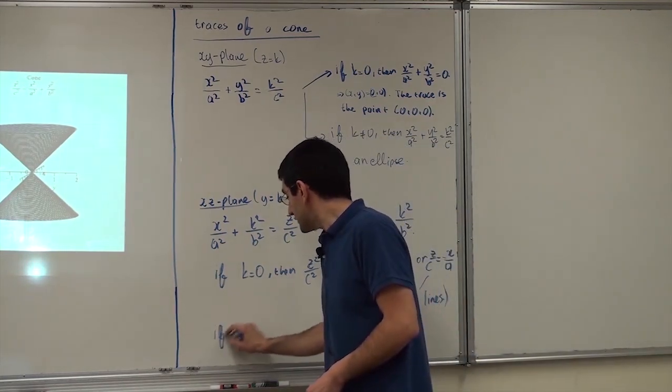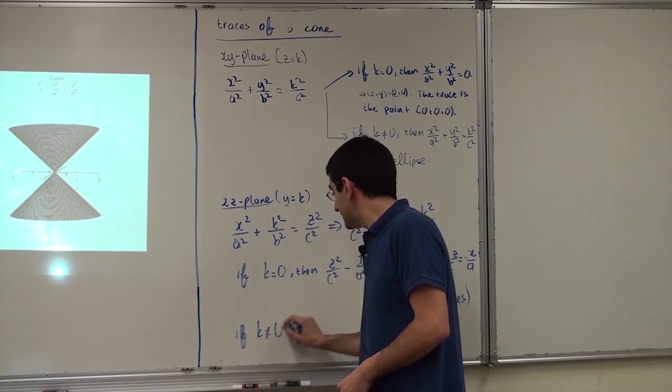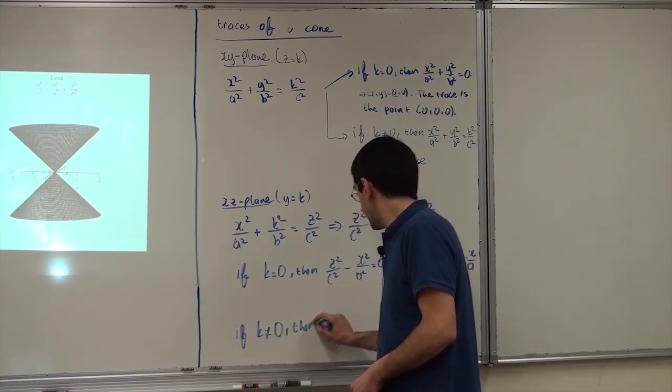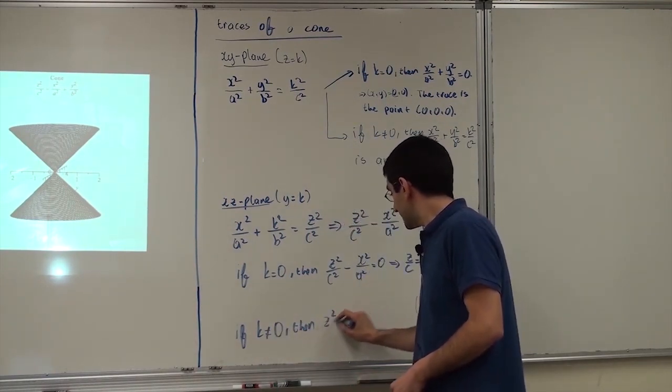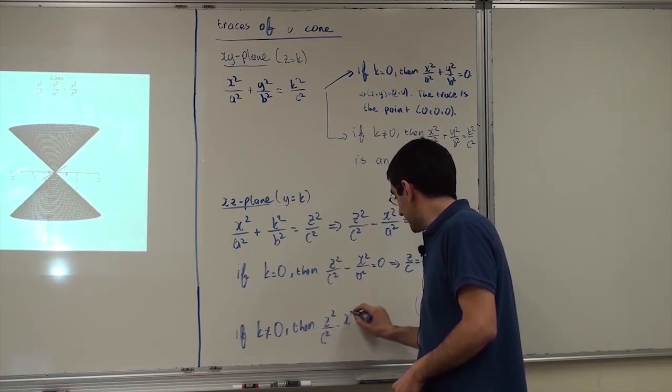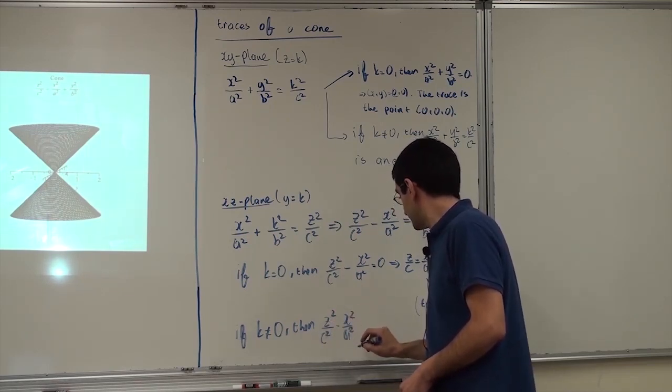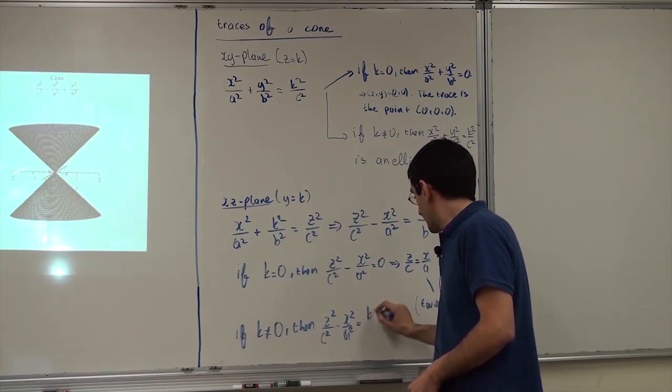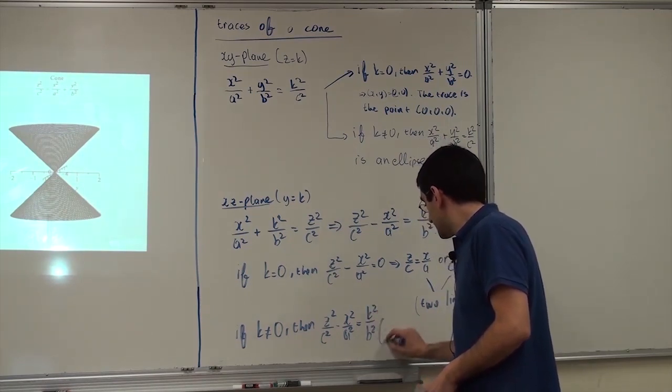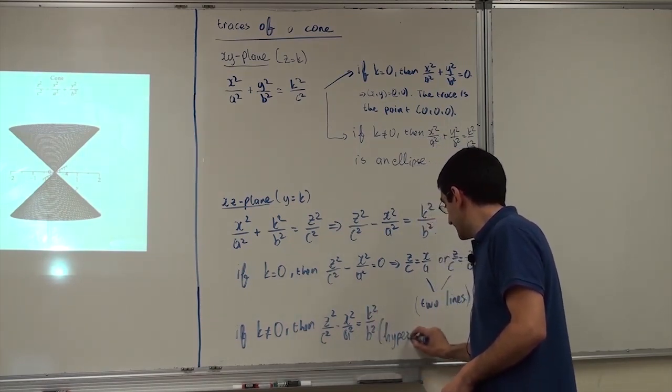And in case k is different than 0, then the intersection equation is just a hyperbola.